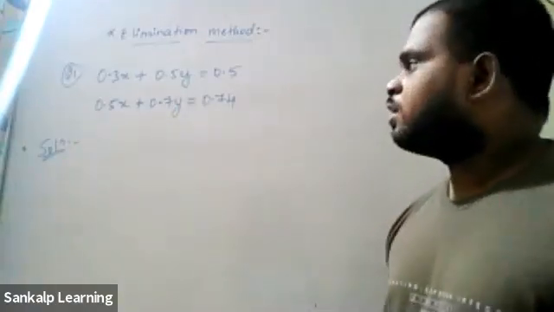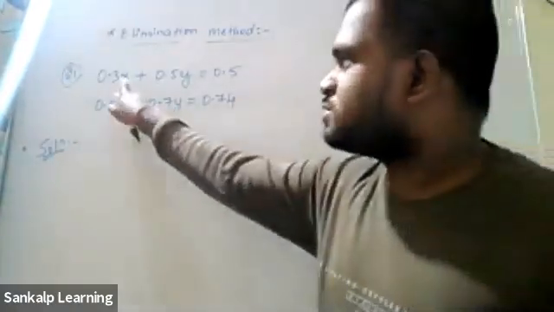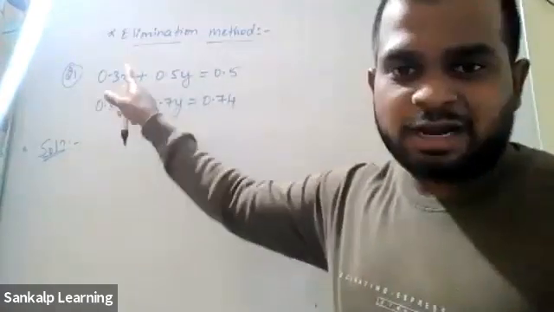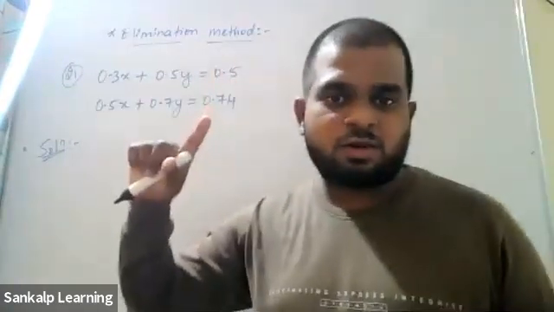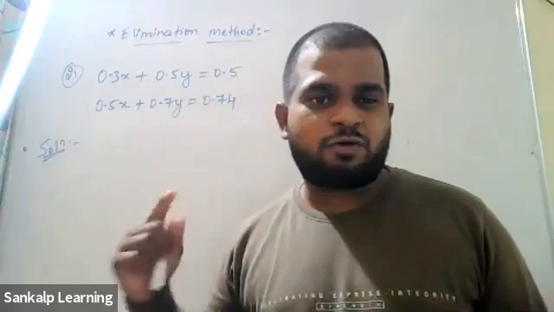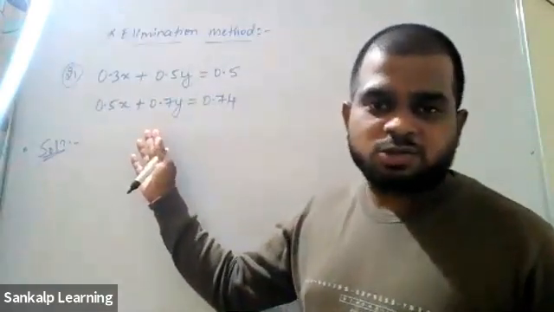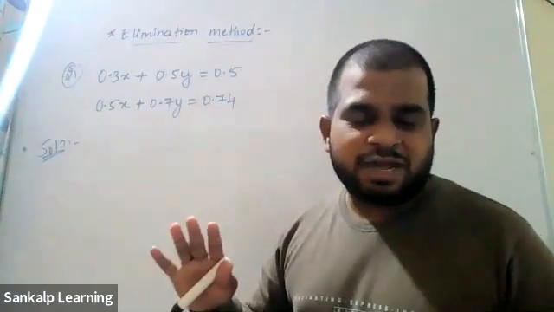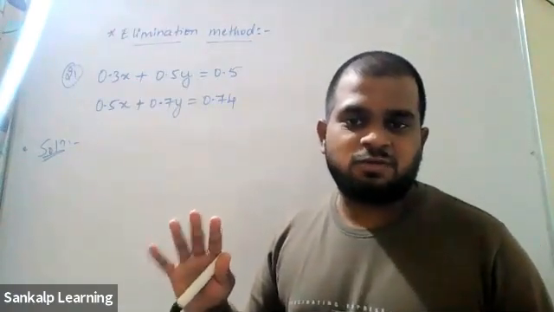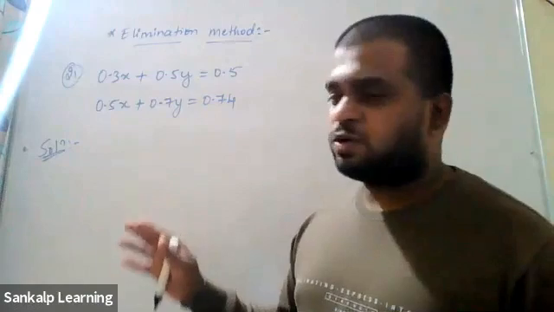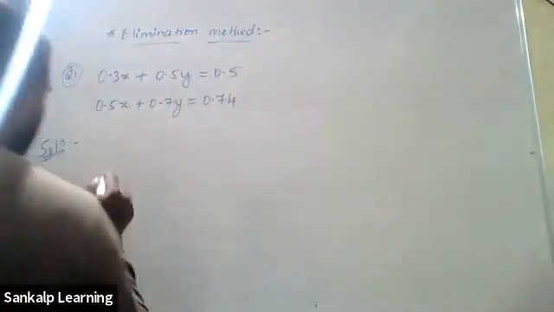No, why? Because the coefficients of x and y are in decimals. In the previous question, we had integers like 3, 4. But here decimals have come. You can solve it directly from here also, but it is very hectic. It will be very confusing. So what we'll do is we'll convert it. How will you convert it?